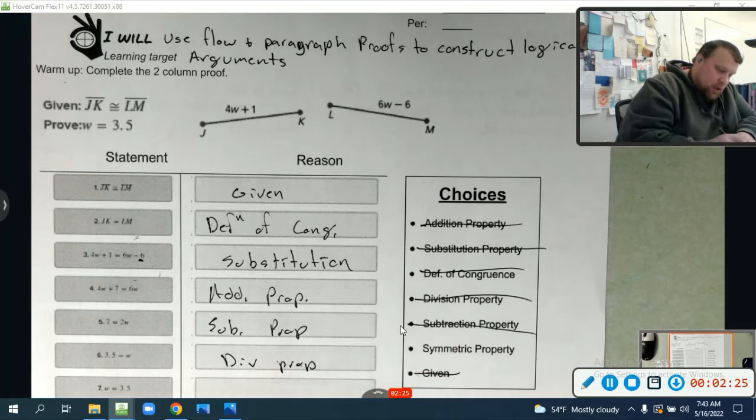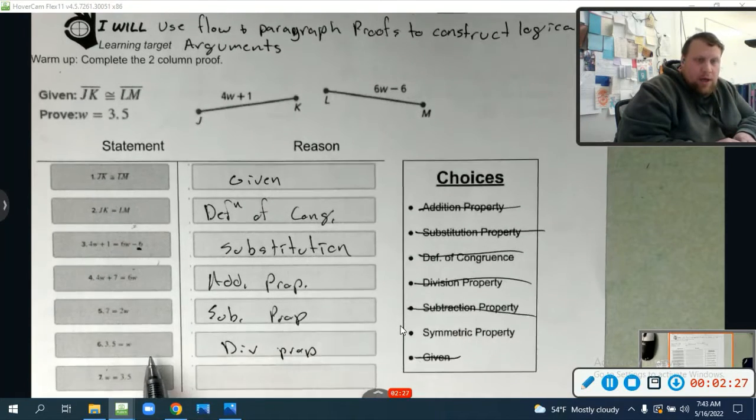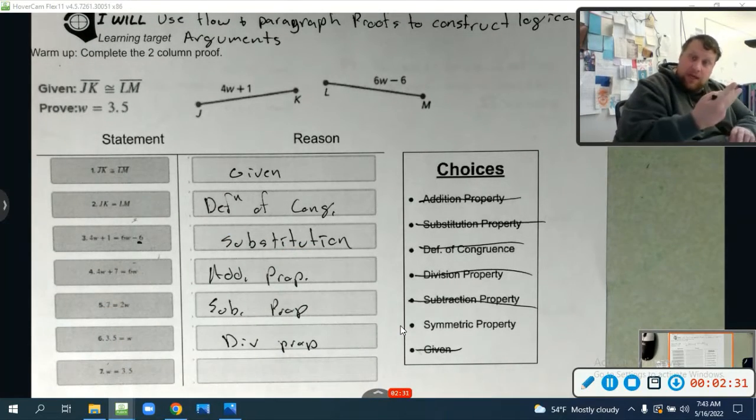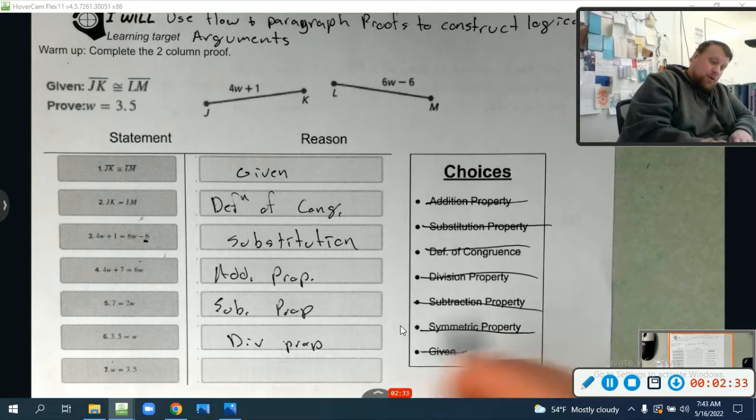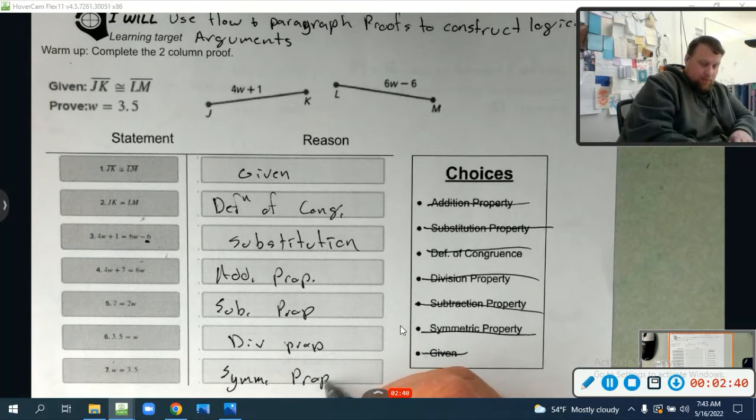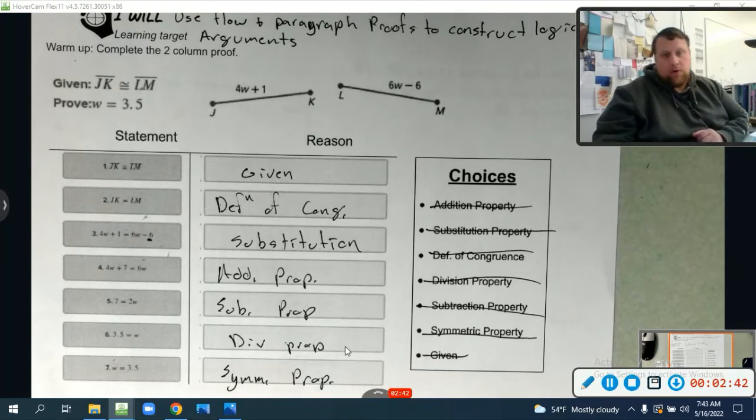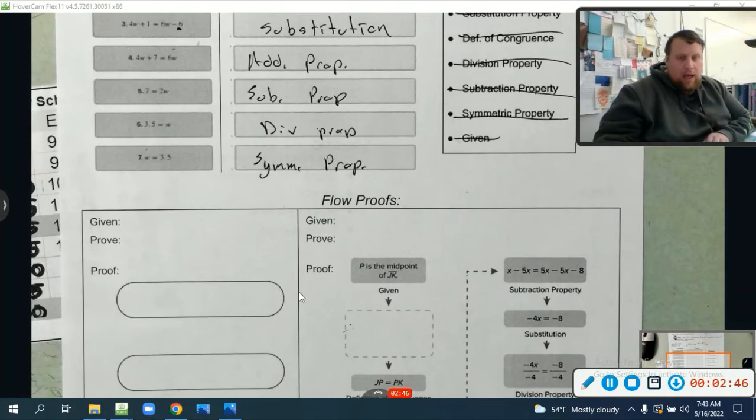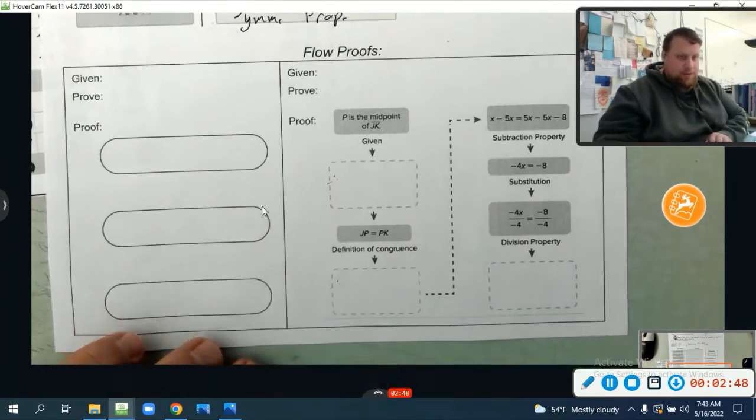And you'll notice we're left with 3.5 equals W. Instead, to prove that W equals 3.5, you actually have to be specific, so we're going to flip sides. And the symmetric property tells me I can flip sides and it's still equal. So the symmetric property. Awesome. Hopefully you were able to bust through that. Good job. And now we're going to talk about flow proofs.